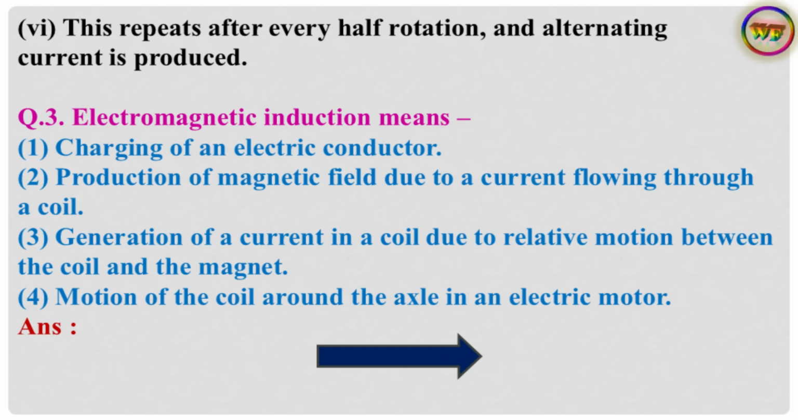Point 6. This repeats after every half rotation and alternating current is produced.